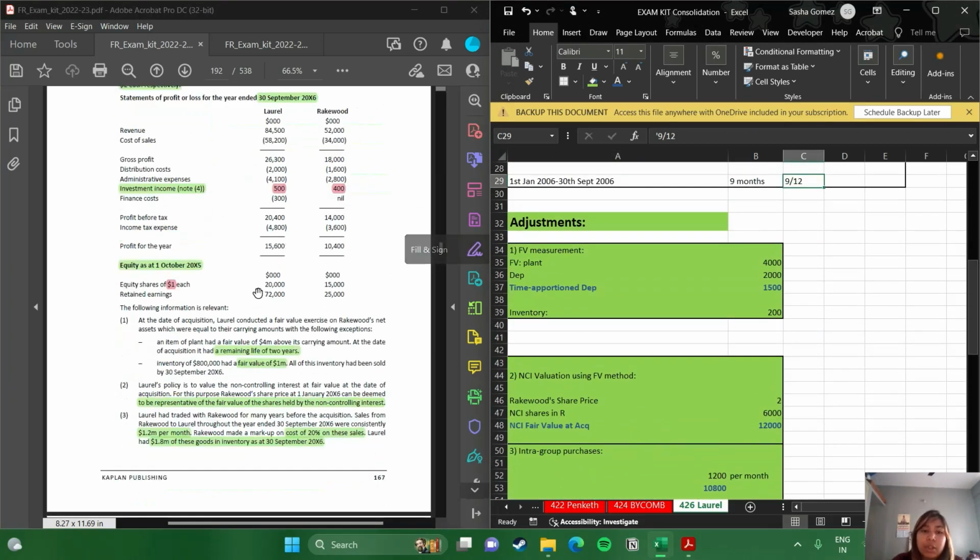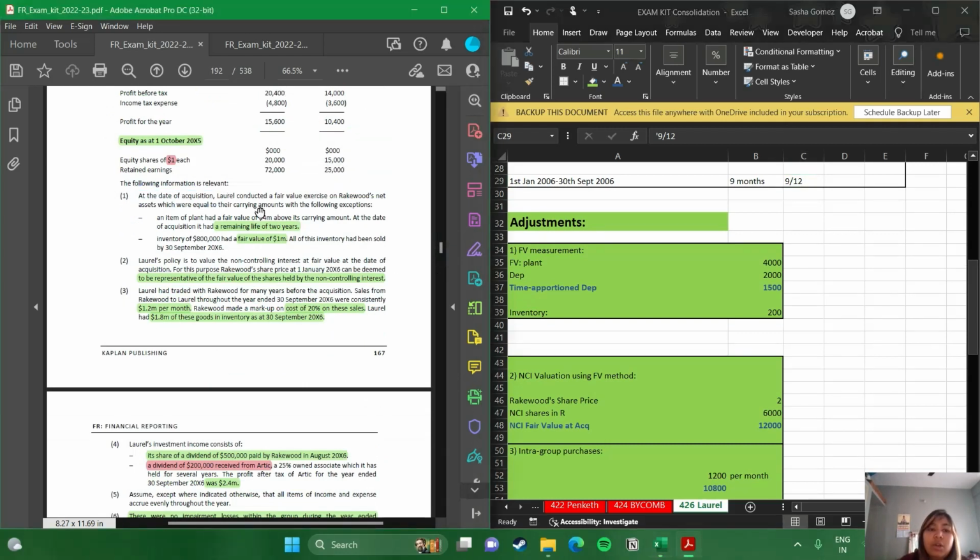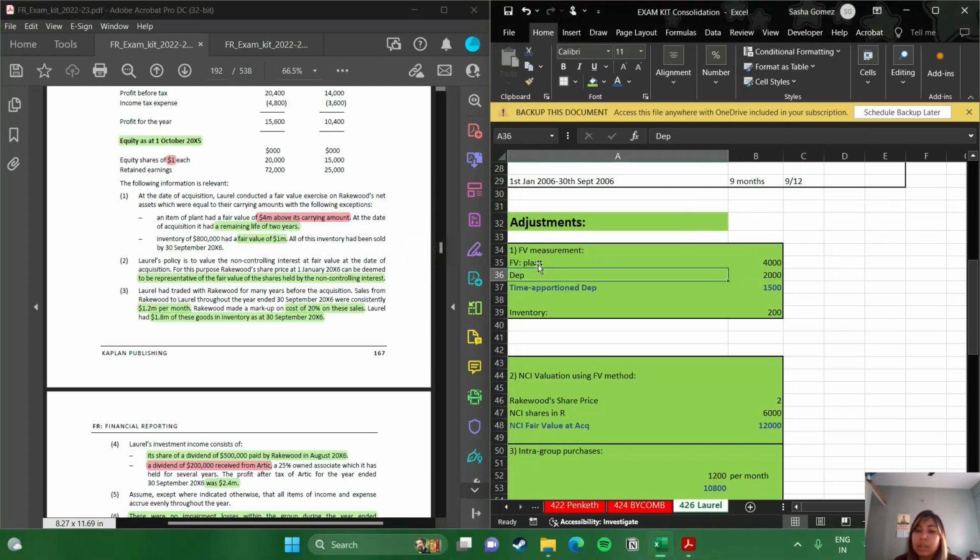Now we'll go to adjustments. At the date of acquisition, Laurel conducted a fair value exercise on Rakewood's net assets, which were equal to their carrying amounts, with the following exceptions. The first thing is, an item of plant had a fair value of 4 million above its carrying amount. So when it says above its carrying amount, this is the calculation.